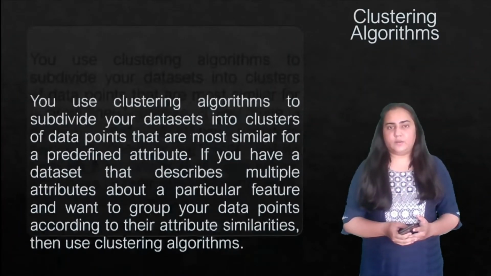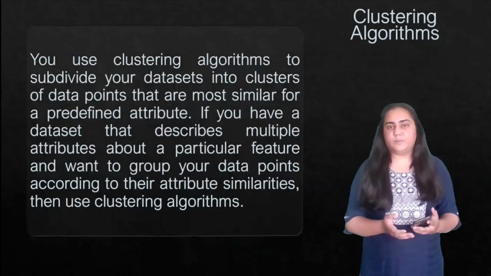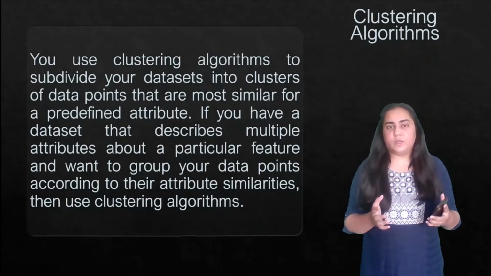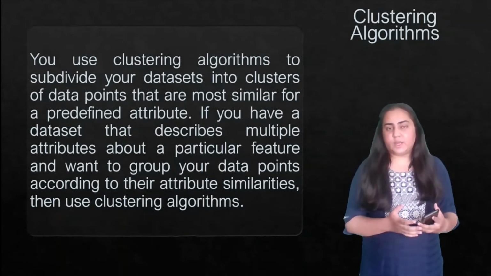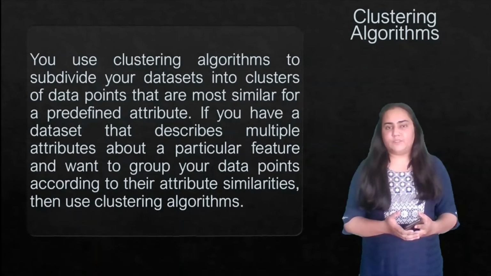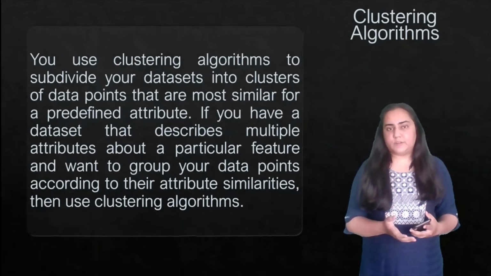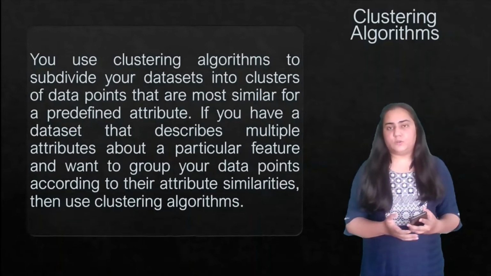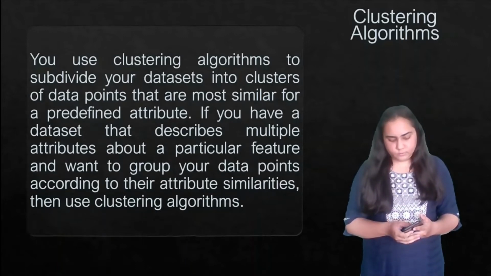Now, clustering algorithms are used to subdivide the data set into clusters of data points that are similar to each other. So they have some attribute which is similar, and due to that, they are grouped together. And if you have a data set that describes multiple attributes about a particular feature and you want to group your data points according to their attribute similarities, then you should use clustering algorithms.